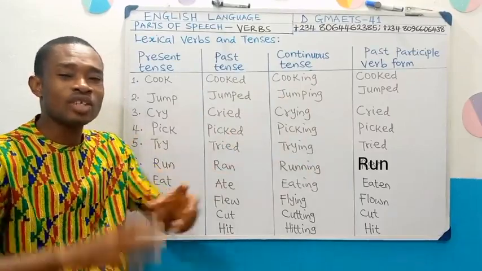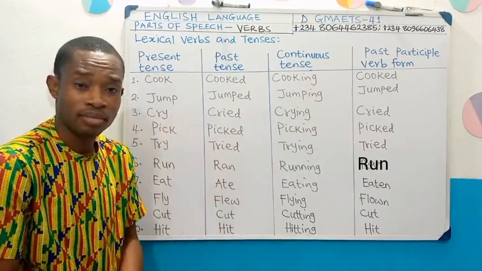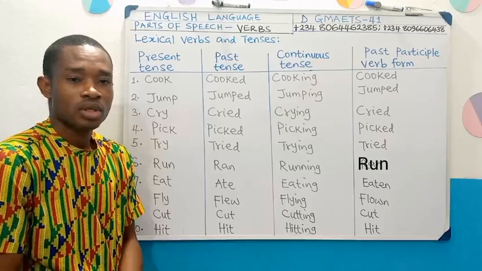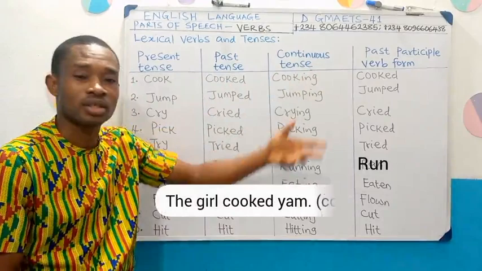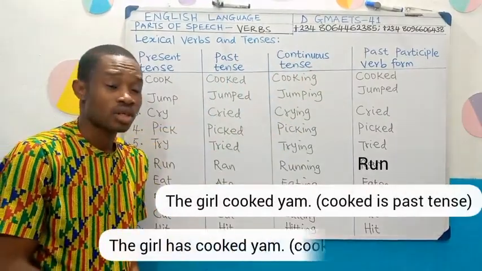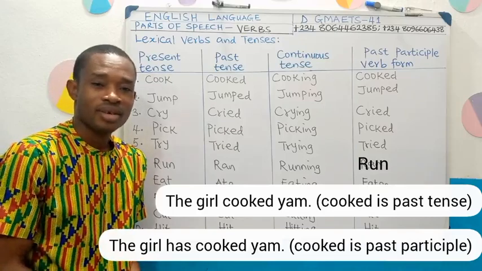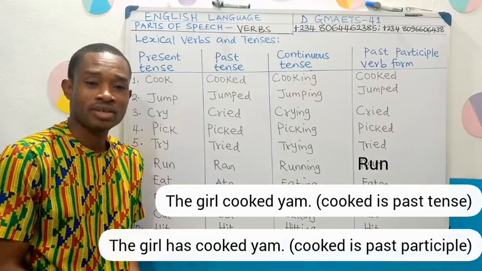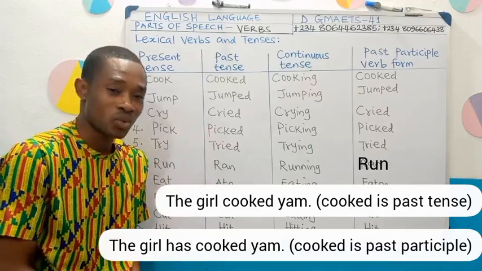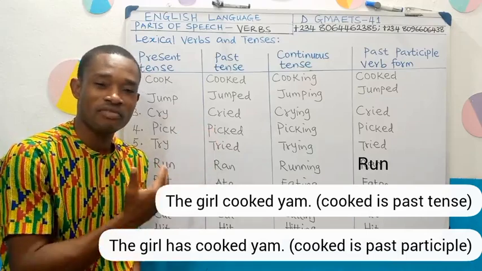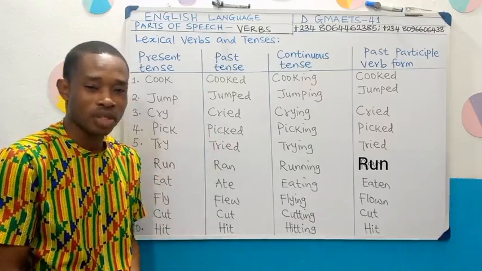But does that mean that the way you use them in English language sentence, they are the same? No. The way we use this past tense cooked and past participle cooked in a sentence is not the same. We are going to learn how we make use of them in a sentence by the time we start making sentences using these verbs. Let us move on to the second one I have on the board.